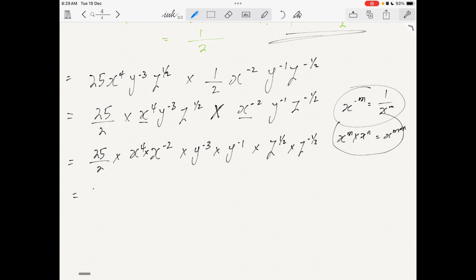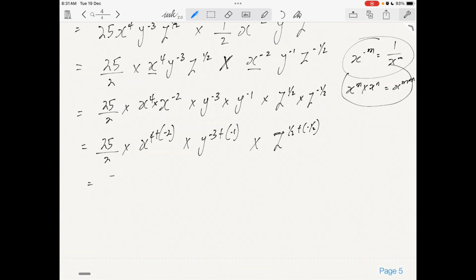So we can apply the law of indices, the multiplication rule. So that's x raised to the power 4 minus 2, because they are multiplying, so we add the powers. Then y raised to the power minus 3 plus minus 1, since they are multiplying, we are adding the powers, multiplied by z raised to the power half plus minus half.